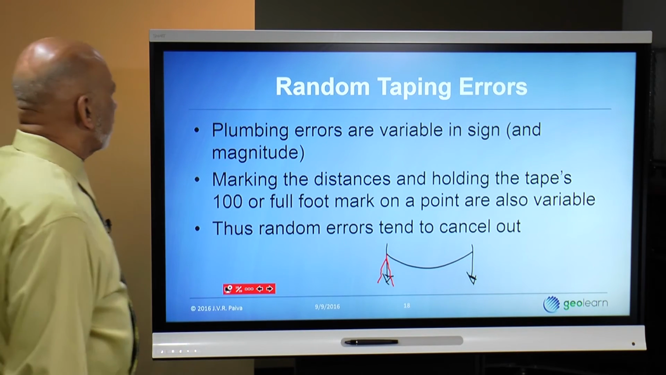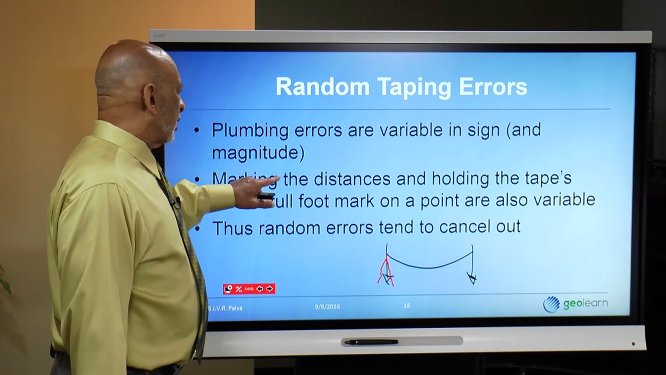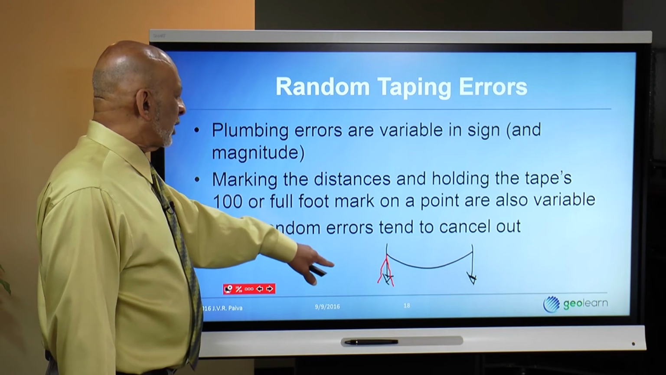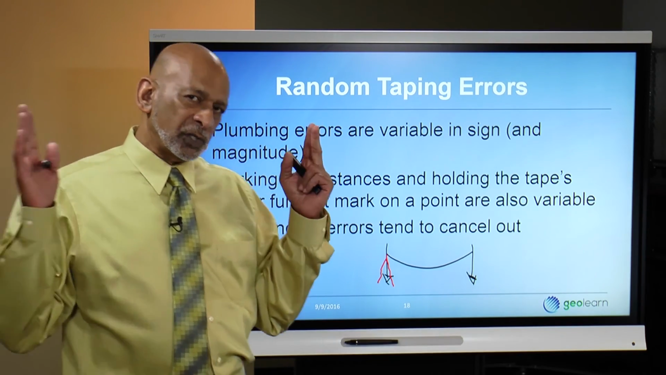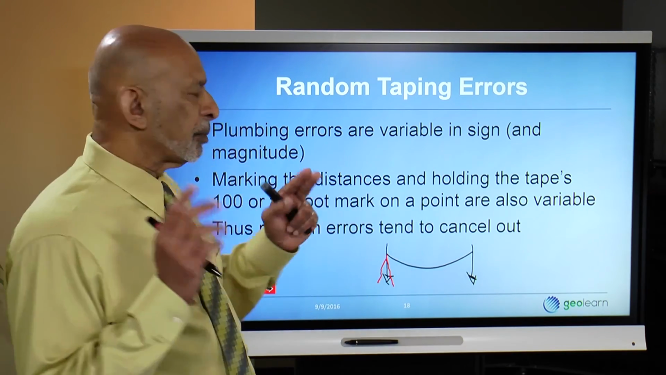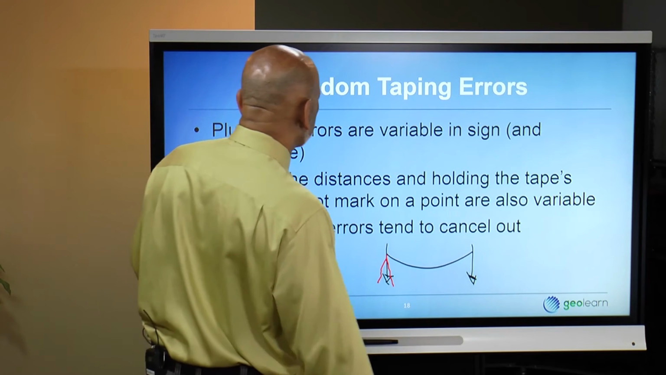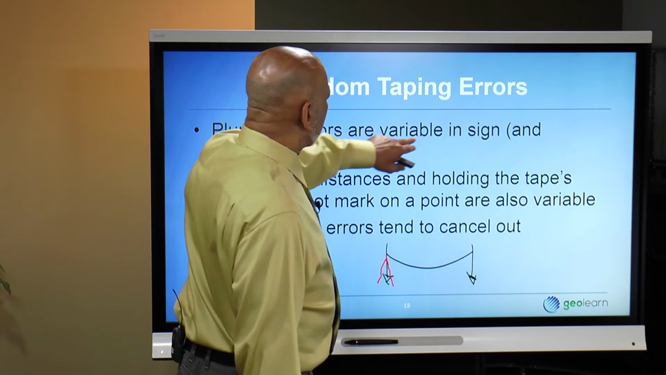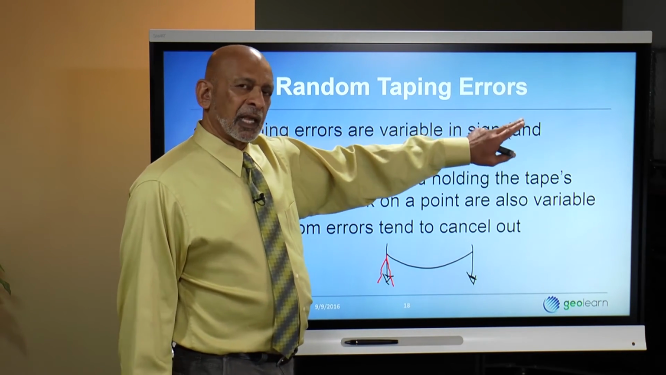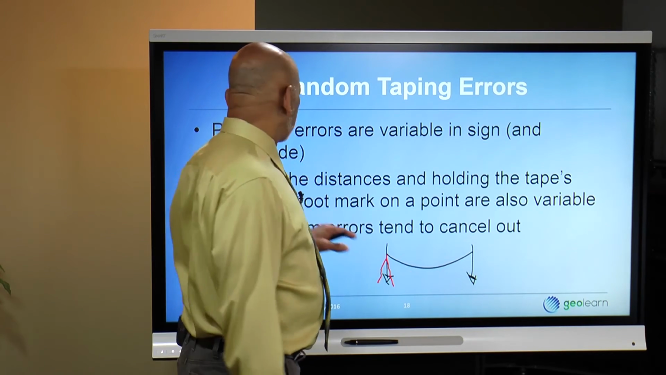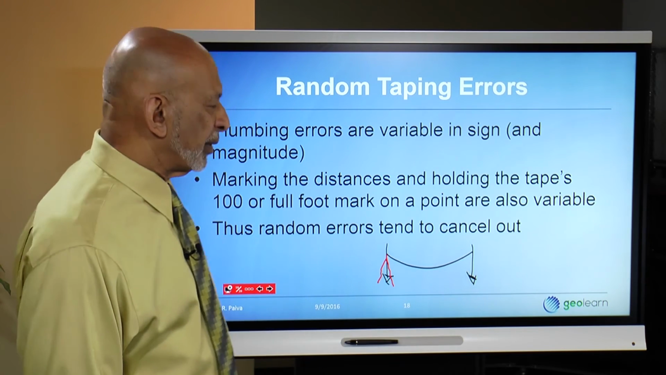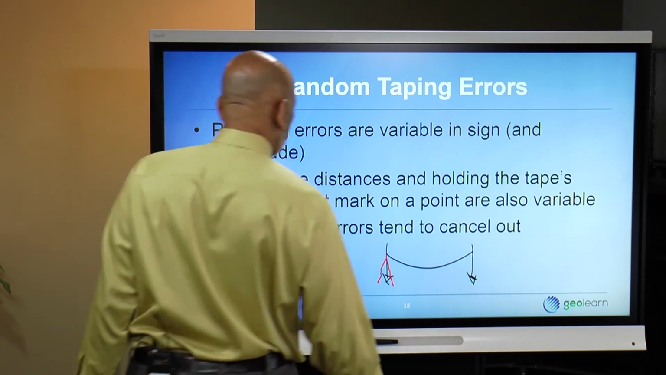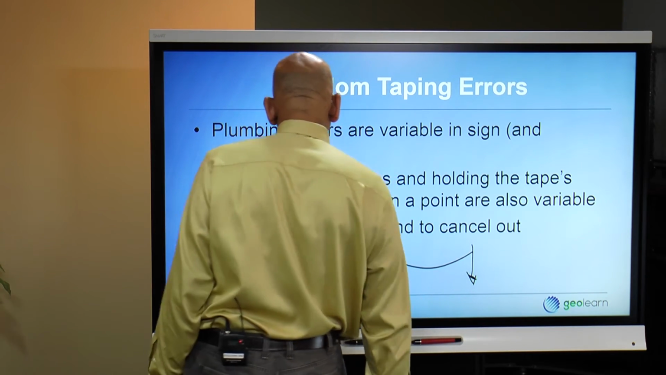So one of the things that we understand from random errors in taping is that those plumbing errors tend to be, now not the error due to sag that shortens the tape, but the actual plumbing errors will cause errors that are variable in sign, meaning they can be plus or they can be minus, and of course variable in magnitude. And we'll talk about this more when we talk about analysis of random errors a little bit down the line.